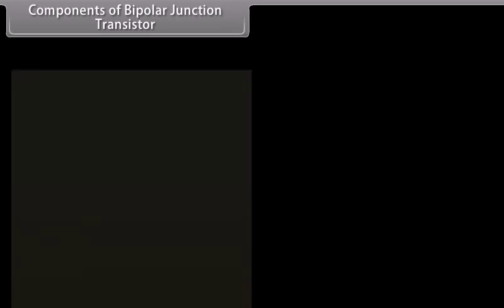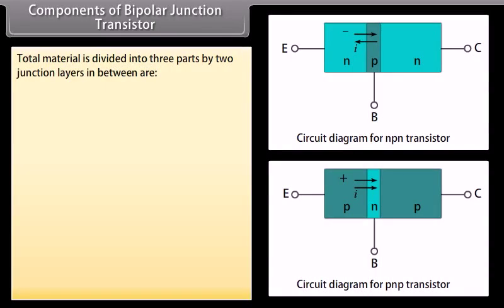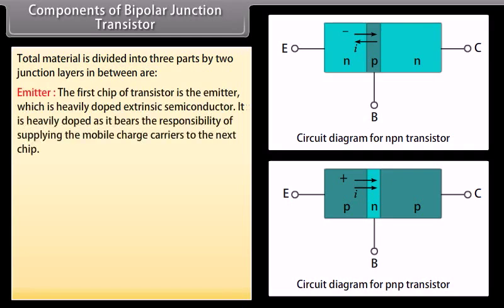Components of a bipolar junction transistor. The total material is divided into three parts by two junction layers in between: emitter, base, and collector. The first chip of the transistor is the emitter, which is a heavily doped extrinsic semiconductor. It is heavily doped as it bears the responsibility of supplying the mobile charge carriers to the next chip.